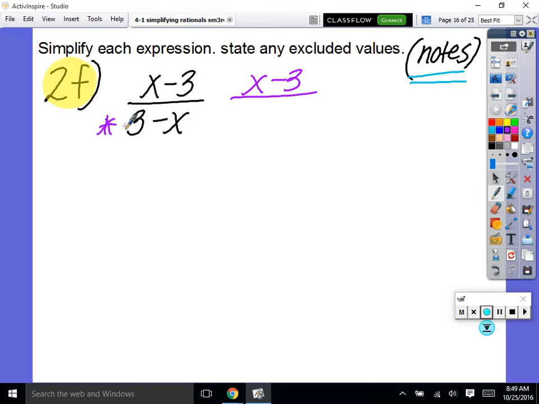Isn't that -x and +3? Now I've just reordered it. Does everybody understand? So now I'm going to factor it. On top, still doesn't factor.